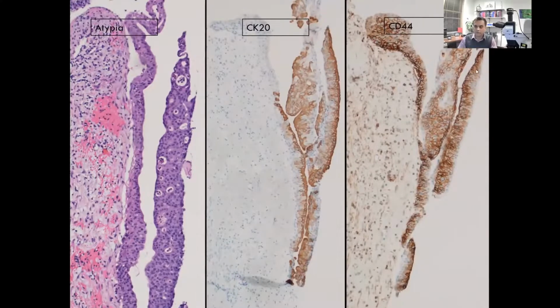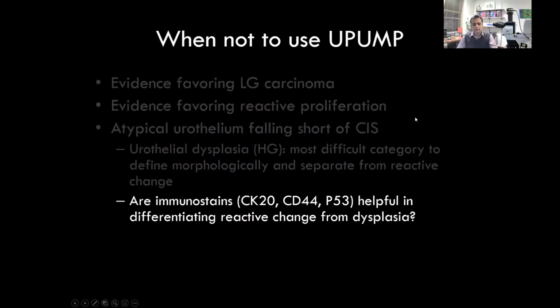So you expect CD44 in a malignant proliferation to be staining only the basal aspect or to be negative. But instead, in this case, it is almost showing a full thickness reactivity just like CK20. So what do you do in this situation? The stain's not helping, right?